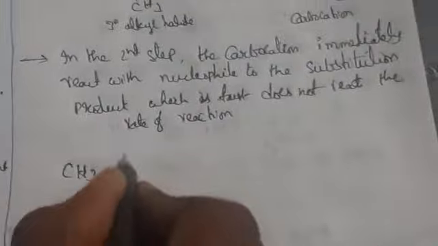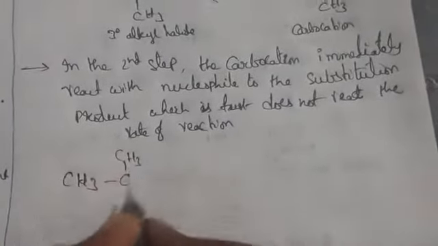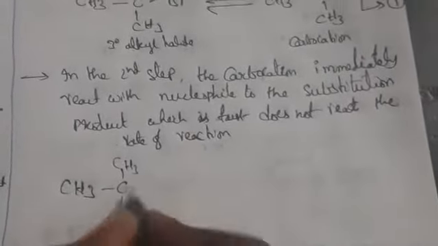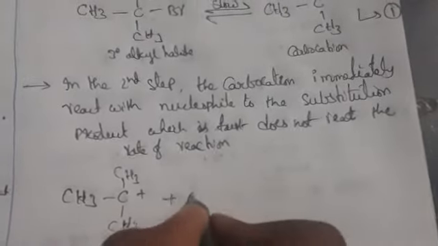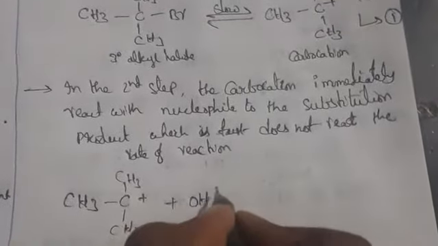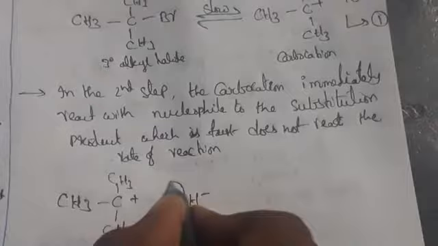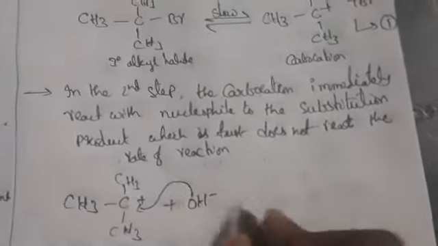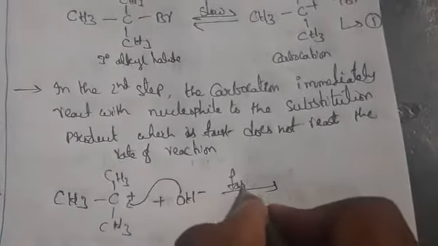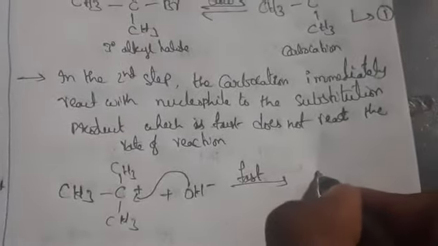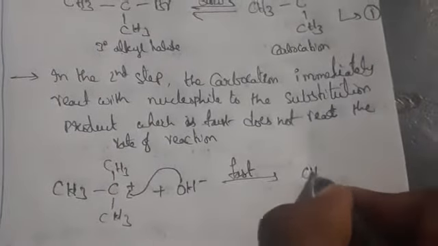Okay, so this is nothing but what? Second step. So what happens? This carbocation intermediate, when you have taken (CH3)3C+. Okay, so here we are taking OH-. This OH- will come and add to the C+, which is known as an irreversible reaction, which is a fast step. That's why it is not going to form here.